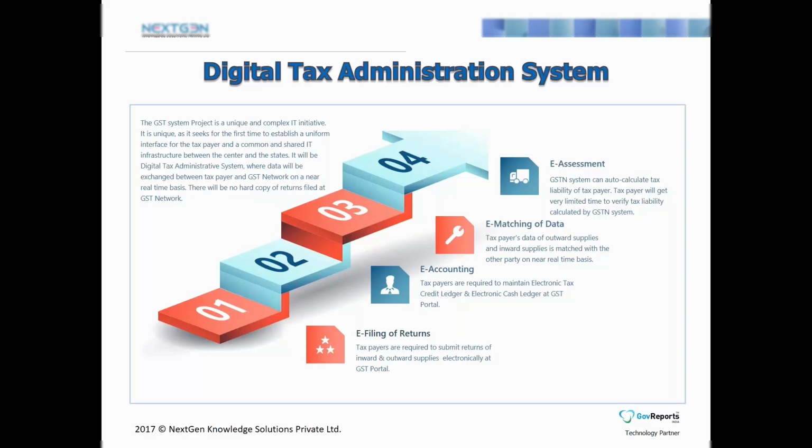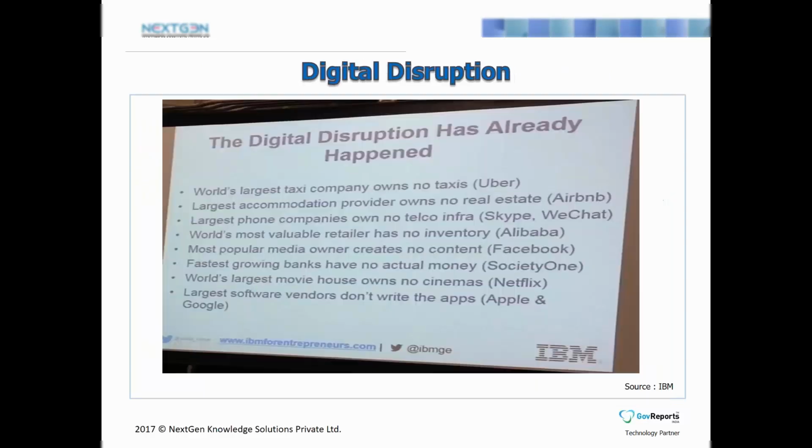Then secondly, the taxpayer will get a very limited time window for downloading the data from the GST portal and matching that with his own accounting record. Now, digital disruption is not something new. It is already here, and here are some examples of digital disruption which you can see on your screens. For example, the world's largest taxi company today owns no taxi: Uber. And there are some more cases where digital disruption has changed the way business has been done traditionally for decades. Now, let us see how this digital disruption can affect tax compliance and tax practitioners.